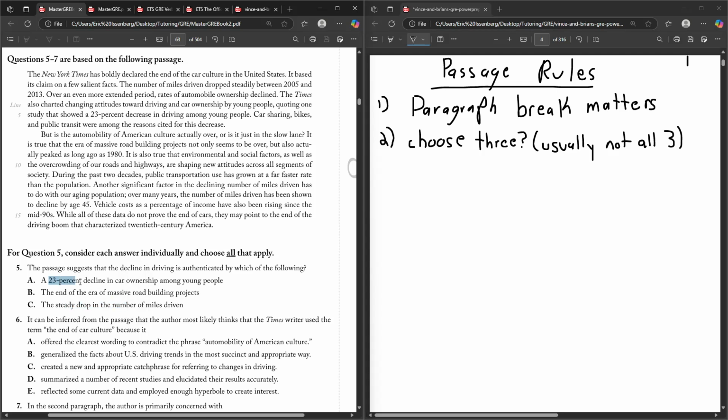Okay. Now, A, if we look up here, it says 23%. So most of the time when I give people this question, they think A is correct, but read the fine print here. In the question, it says 23% decline in car ownership. In the passage, it says a 23% decrease in driving among young people. It's a different statistic. Okay. You should keep that in mind when you're reading.